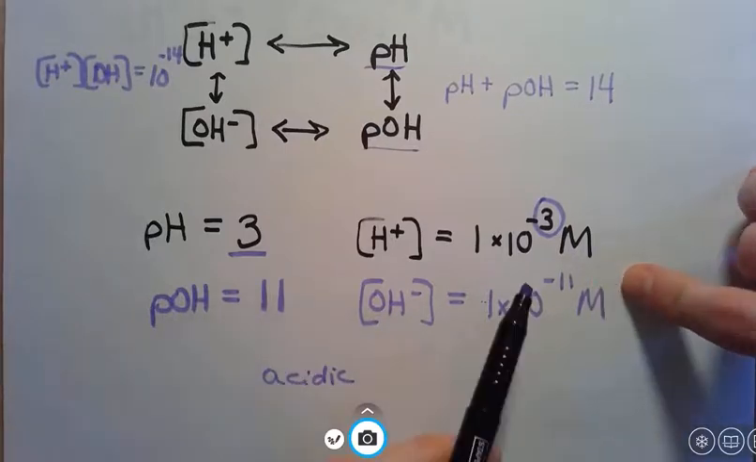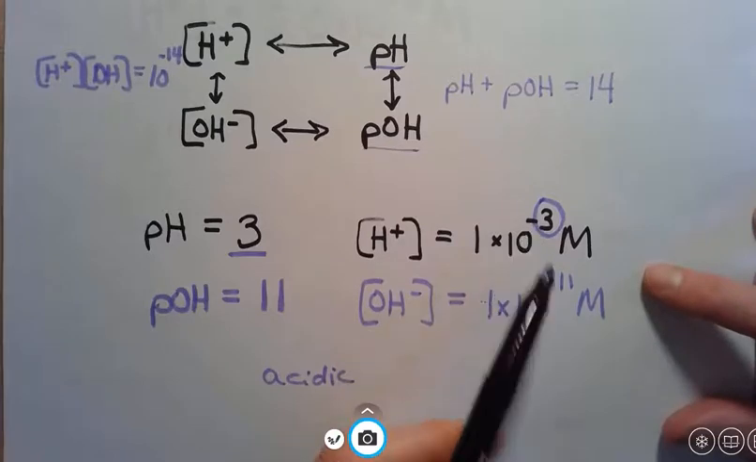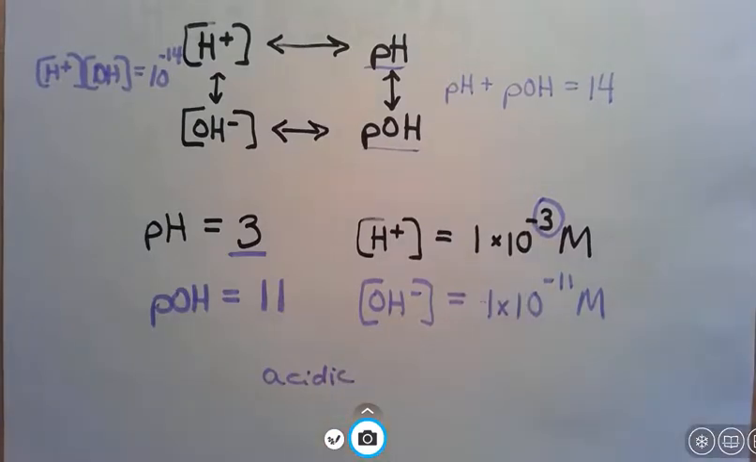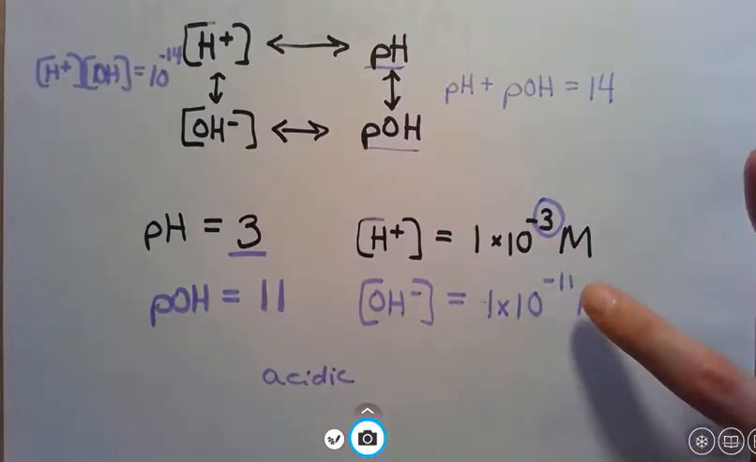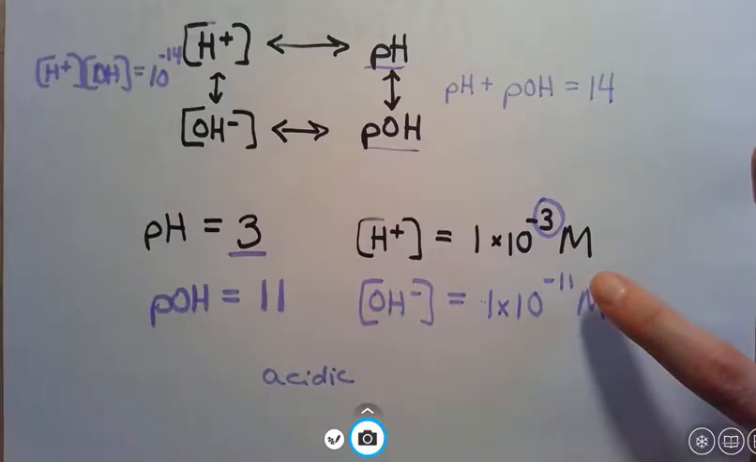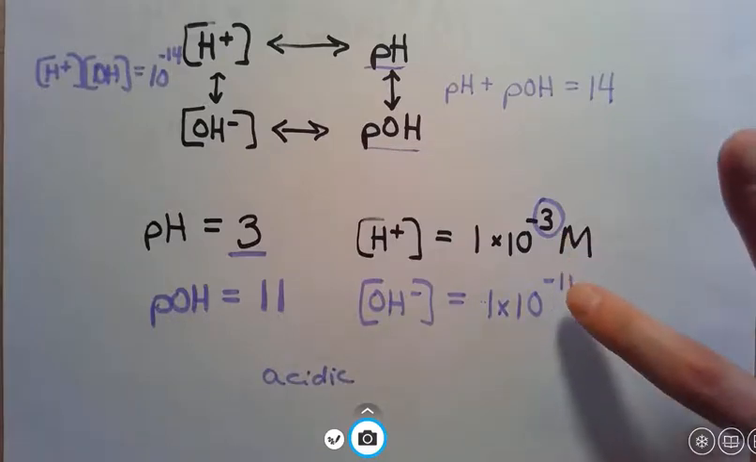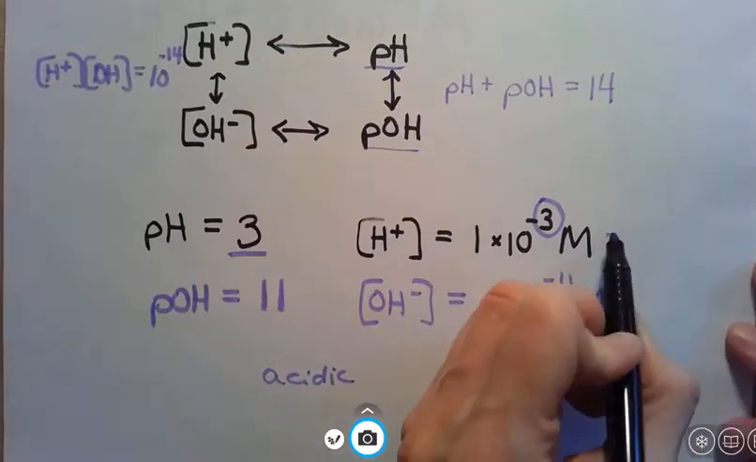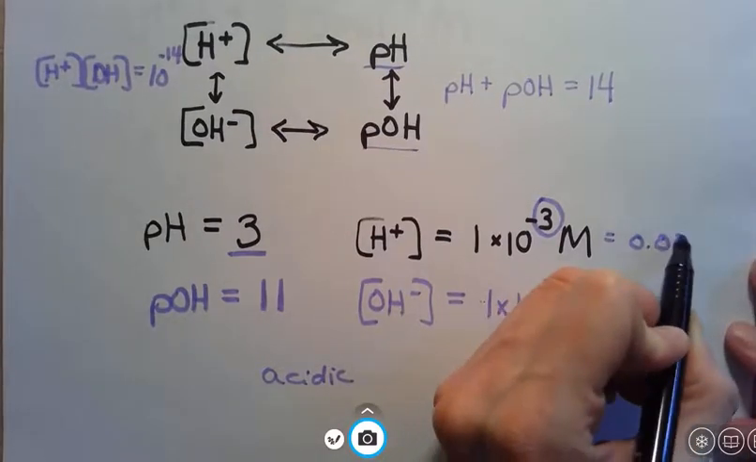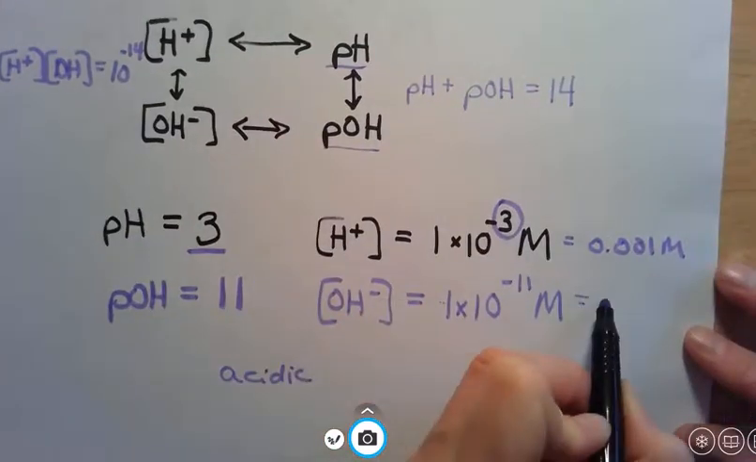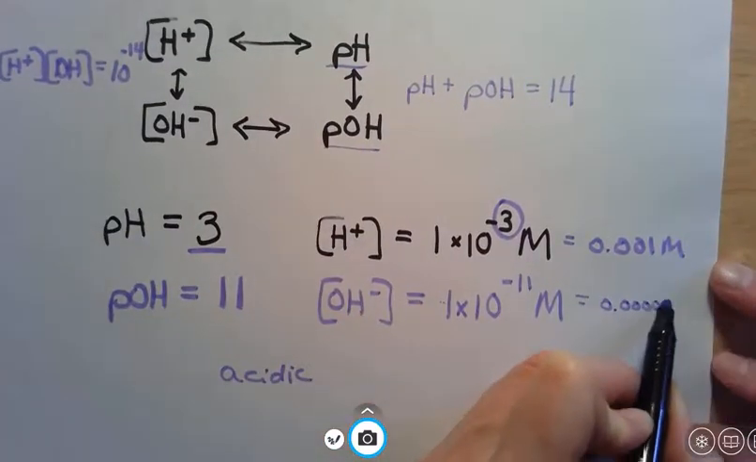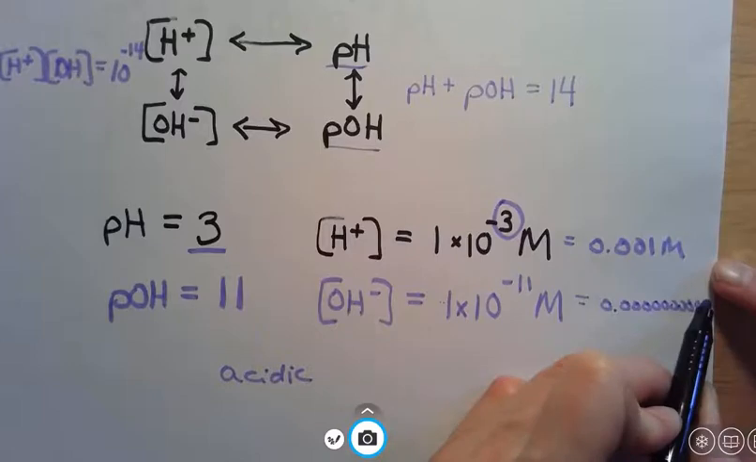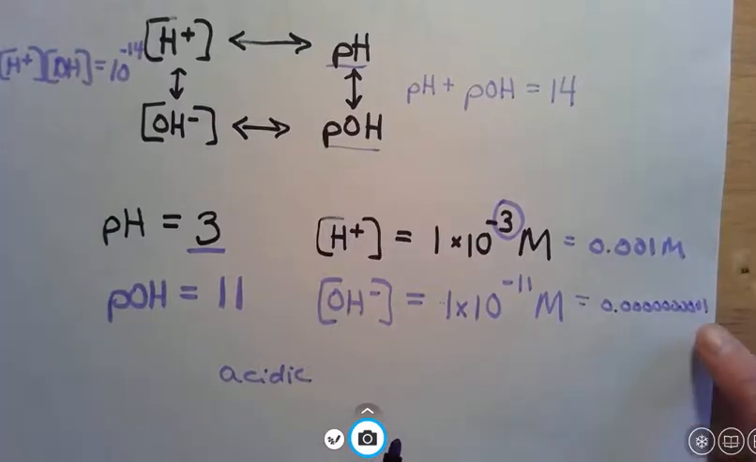One thing that can be confusing for people is this negative sign, where usually as the exponent gets bigger, it means the number is bigger, but because there's a negative sign here, it actually means that the number is getting smaller. This is 0.001 molar, and then this has 10 zeros in front of that 1. So this one is much less concentrated compared to that one.